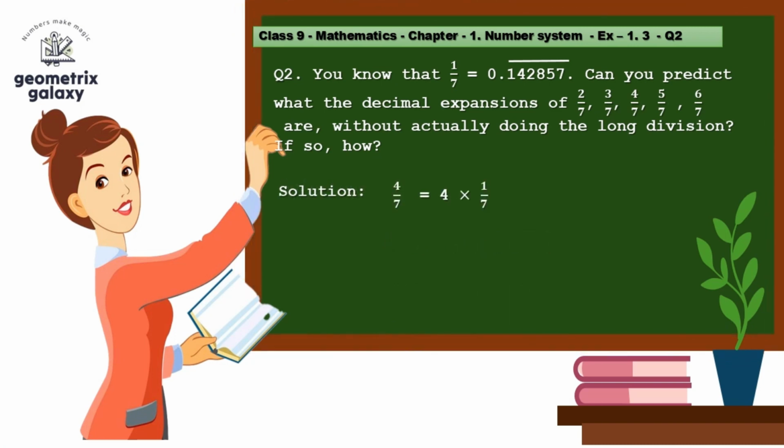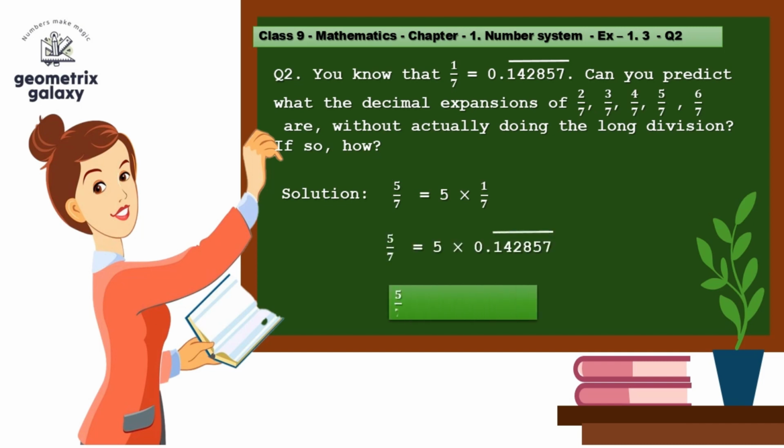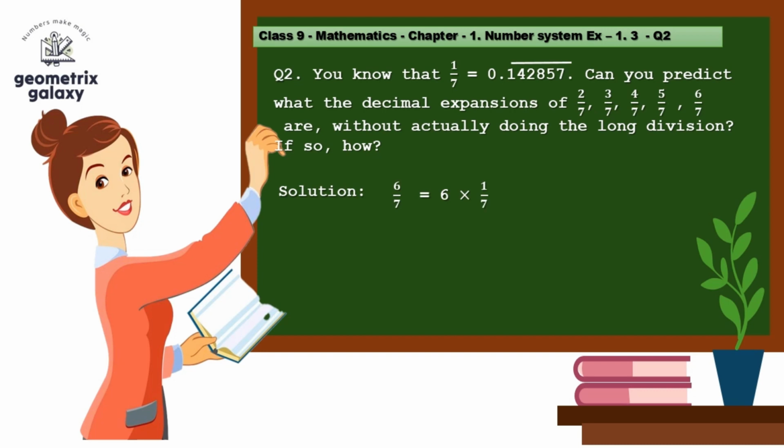Now we will do the same for 4 by 7. So 4 by 7 is nothing but 4 into 1 by 7. Now the same action, 4 into 0.142857 bar. If you multiply it by 4, you will get 0.571428 bar. Okay. Now do it for 5 by 7 and 6 by 7 in a similar method. So if you multiply the value by 5, your 5 by 7 is 0.714285 bar.